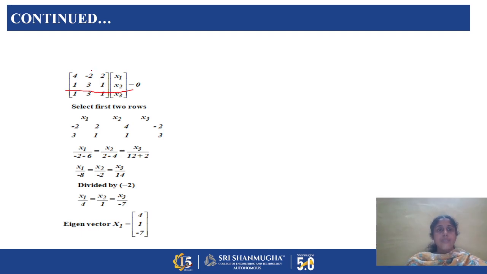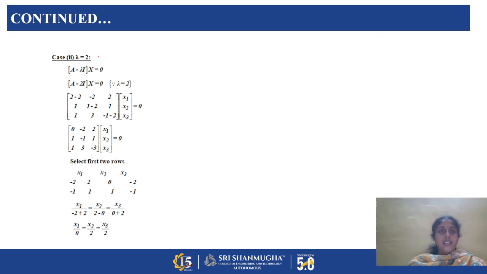So this is x1, x2, x3. x1 by the determinant of -2, 2, 3, 1; x2 by 4, 2, 1, 1; and x3 by 4, -2, 1, 3. So x1 by -2 -6 is equal to x2 by 2 minus 4, equal to x3 by 12 minus of -2. When I simplify, the first eigenvector x1 is 4, 1, -7, corresponding to the eigenvalue lambda equal to -2.